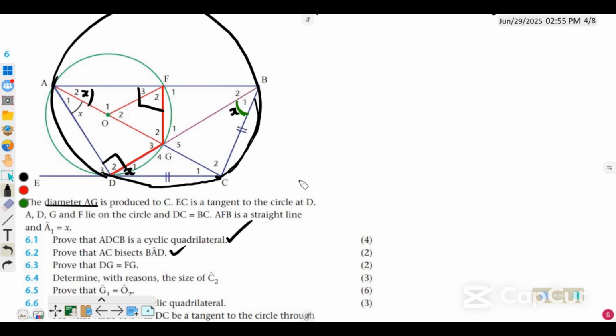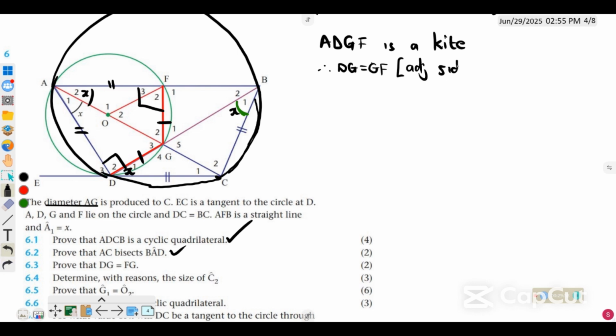So basically this should be a kite. And if it's a kite, one of the properties of a kite is that both pairs of adjacent sides are equal to each other. So this is equal to that. So by default, ADGF is a kite. Right, go and look up the properties of a kite, then you will know how I got to that conclusion. Right, and then therefore, DG equals GF, adjacent sides of a kite. Those are the adjacent sides of a kite. Okay.